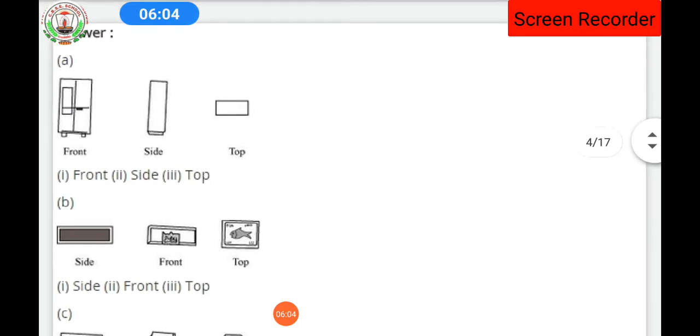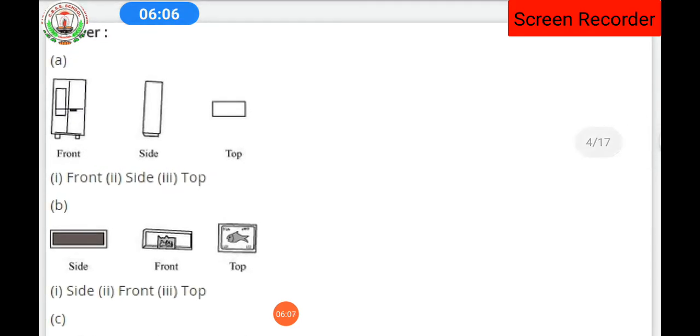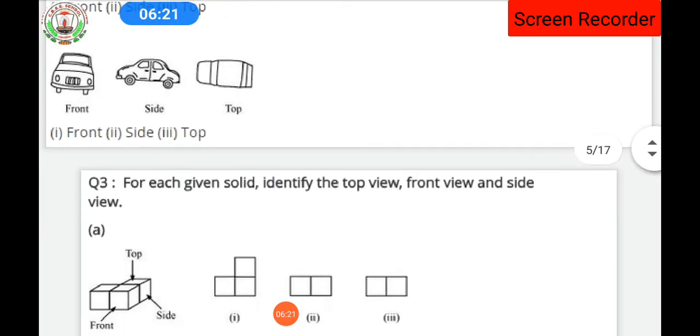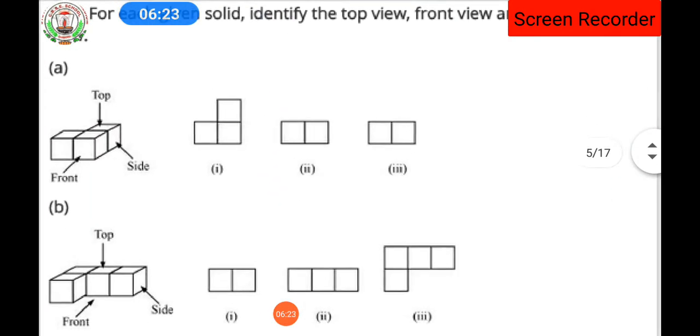सो हियर एज आई टोल्ड यू बिफोर हैंड ऑल्सो, फ्रंट व्यू, साइड व्यू, टॉप व्यू आपको बुक में ही उसको लिखना है कि कौन सा फ्रंट व्यू होगा, कौन सा टॉप व्यू होगा और कौन सा साइड व्यू होगा, जो मैंने जस्ट क्वेश्चन में अभी ऊपर बताया है. तो ये उसके आंसर्स है जो मैंने आपको ऑलरेडी यहाँ पर क्वेश्चन में बता दिया है. ठीक है. नाउ मूविंग टुवर्ड द क्वेश्चन नंबर 3.